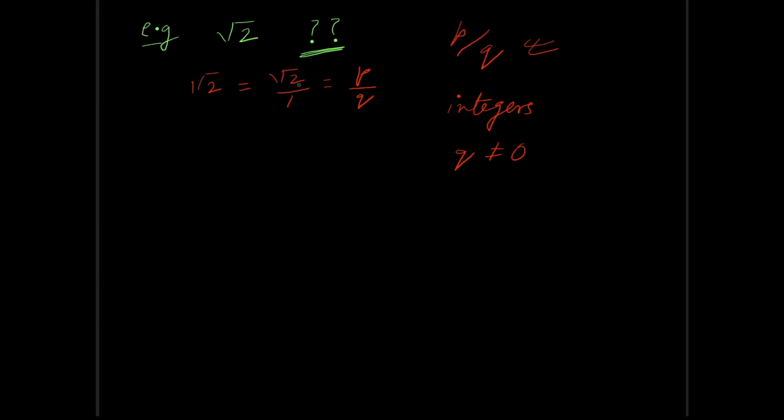But are both p and q here integers? We have p equal to root 2 and q equal to 1. So q equal to 1 is an integer, but p equal to root 2, and root 2 is not an integer. So the second condition is not satisfied here. So root 2 is not a rational number. Similarly, root 3 is also not a rational number.